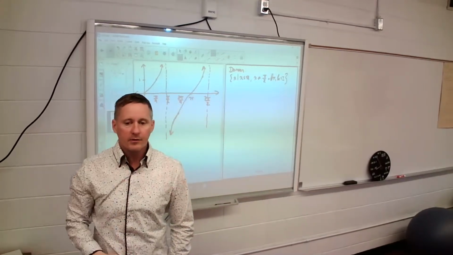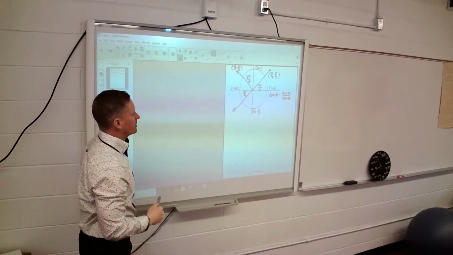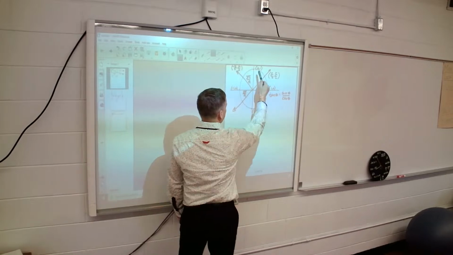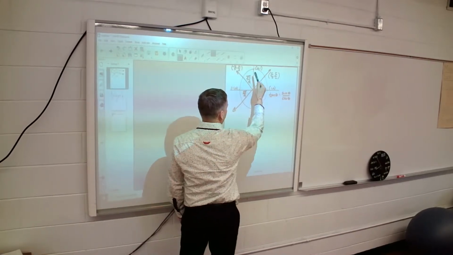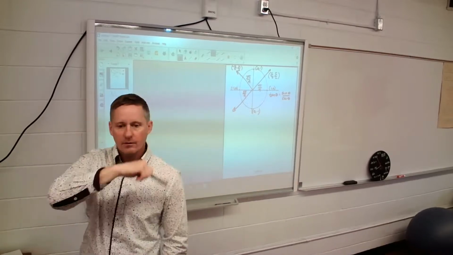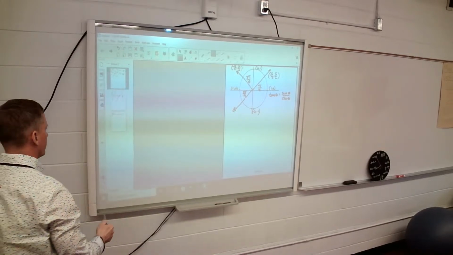So all pi over 2's, add pi. Let's look at the unit circle to make more sense of that. Pi over 2, 3 pi over 2, 5 pi over 2, 7 pi over 2, 9 pi over 2, 11 pi over 2. So every pi value, you have an undefined.